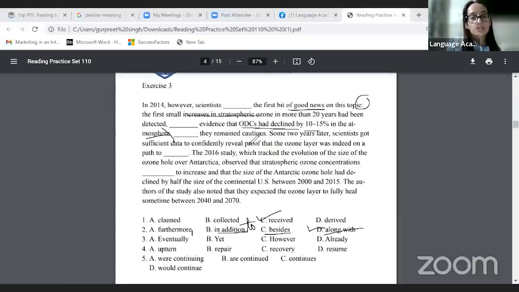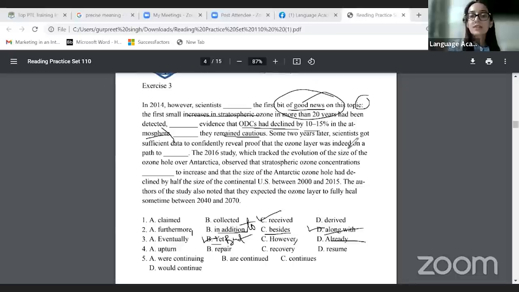Dash, they remained cautious. Eventually means towards the end. Yet means but still. However needs a comma after it, and already doesn't make sense. Already is when you complete something before time. So the answer here will be yet, because we want to go opposite to the previous sentence. The previous sentence was good news, and the next sentence says they remained cautious. They did not enjoy, they did not celebrate. Rather, it's the opposite. They remained cautious. When you don't celebrate, you say, okay, let's still observe, let's be cautious about what's happening. That is why we'll go with yet. But still, they remained cautious, even after getting the news. They did not celebrate.